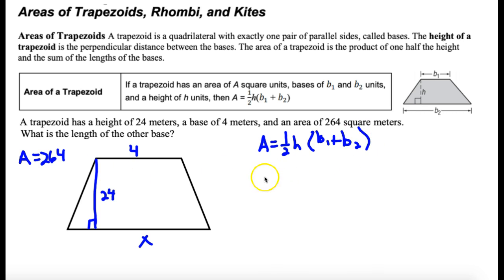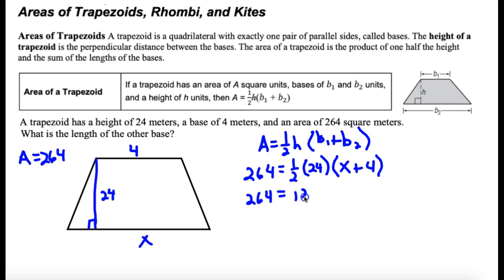So let's see, we know the area is 264 equals 1/2 times the height. We know the height is 24. And then we know one of the bases is 4 and the other one is x. So we can just say x plus 4 in here. All right, so now I can go ahead and multiply the 1/2 times the 24. So 264 equals 12 times x plus 4.